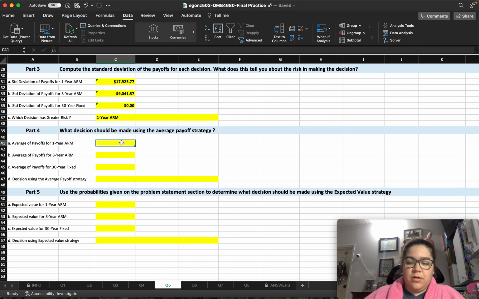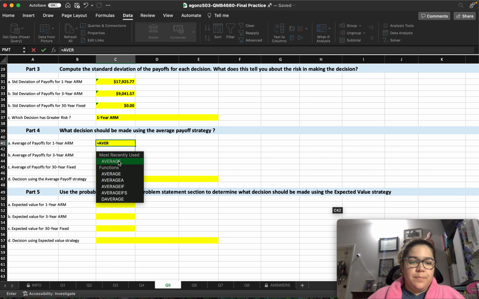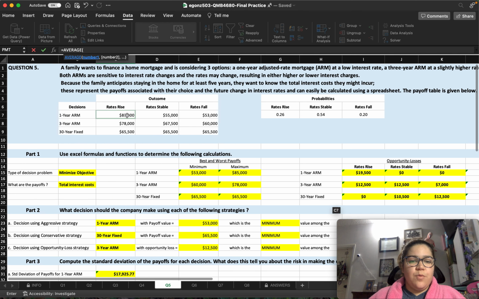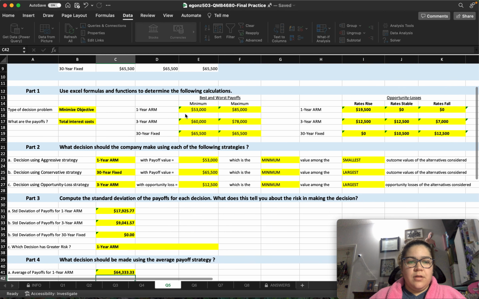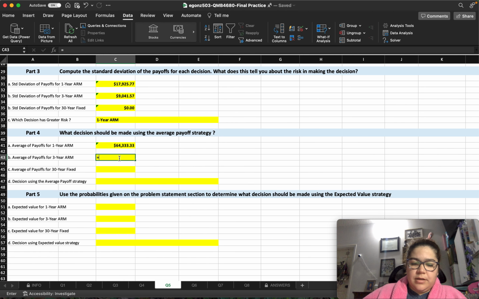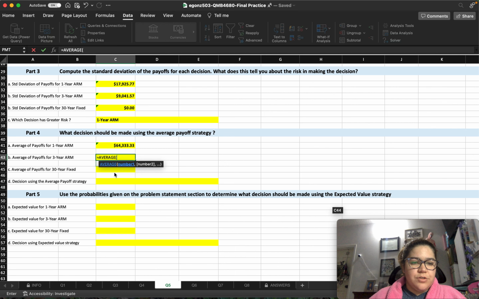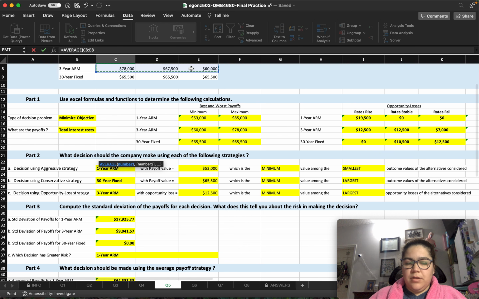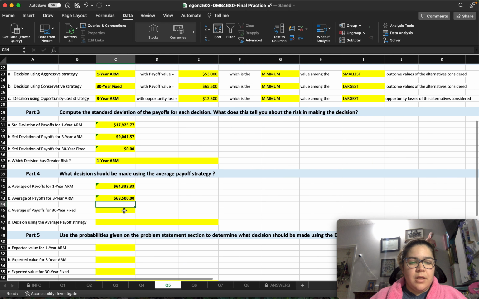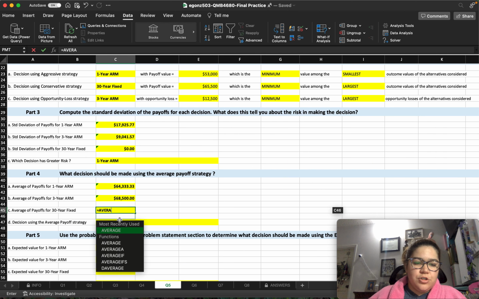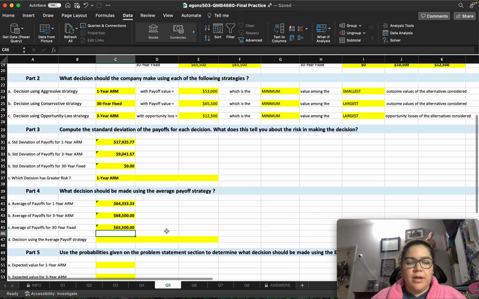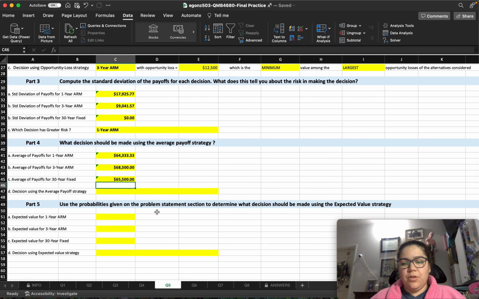Now, part 4, let me go quick over this. So average, same thing, average of the 1 year. And then I'm going to select average of the 3 year. So let me go here. And then here, average of the 30 year, which should be the same one. Why? Because all of them are the same.